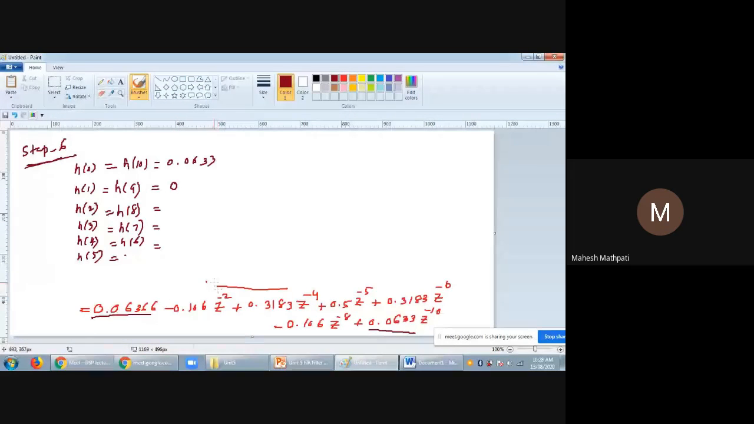So it is 0. So what about 2? The value of h of 2 is minus 0.106. Then 3, what is the value? 0. Then h of 4 is 0.3183. And what about the h of 5 value? It is 0.5. Did you understand writing the coefficients?